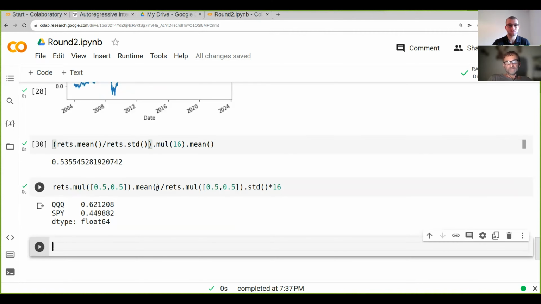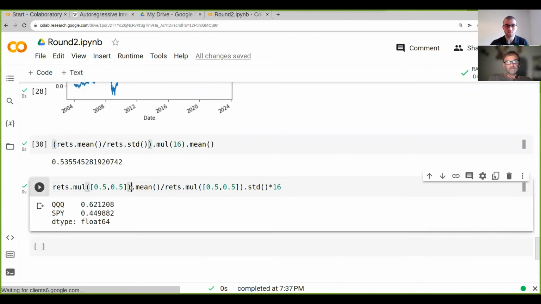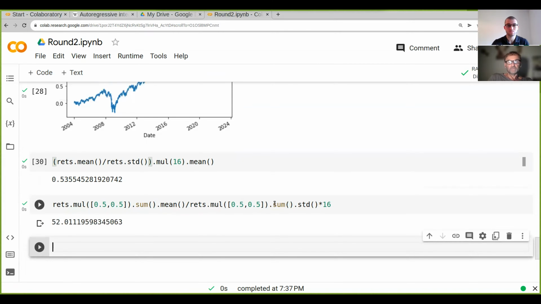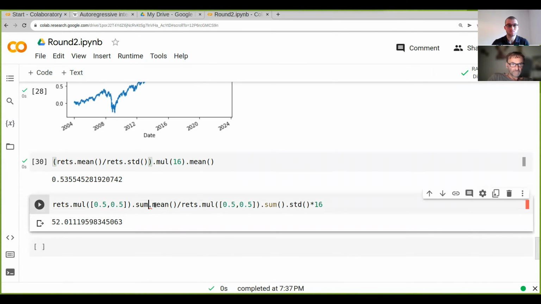And if we actually sum them up, so if we do this dot sum, we're actually ending up with the Sharpe ratio of the combined. So this should be 0.5. Oops. No, that's not correct. Oh, okay. What we need to do is axis equals 1, summing up along the rows.